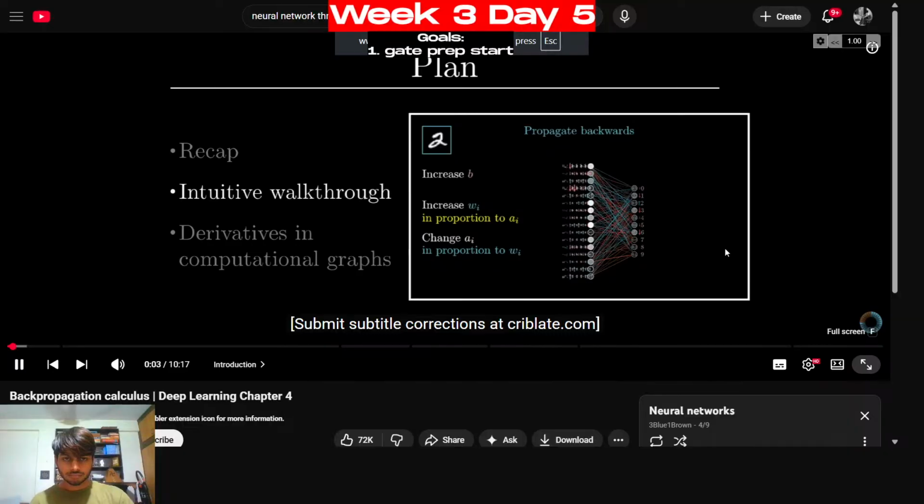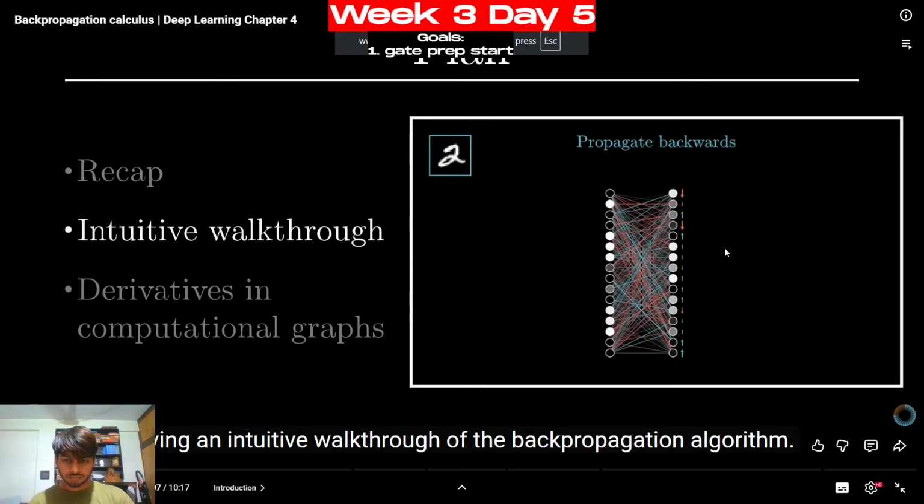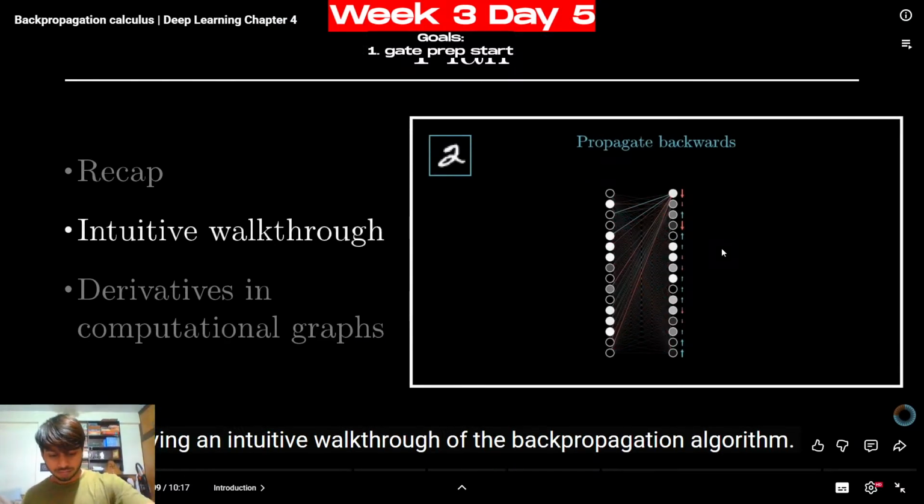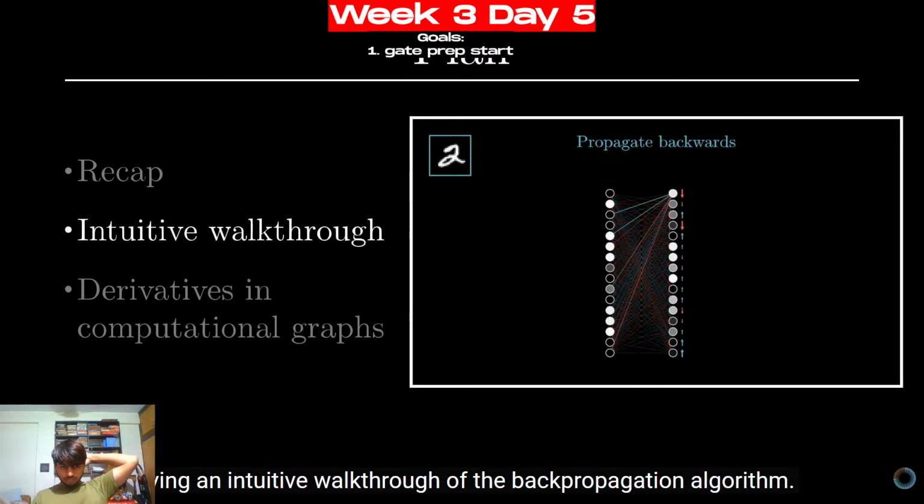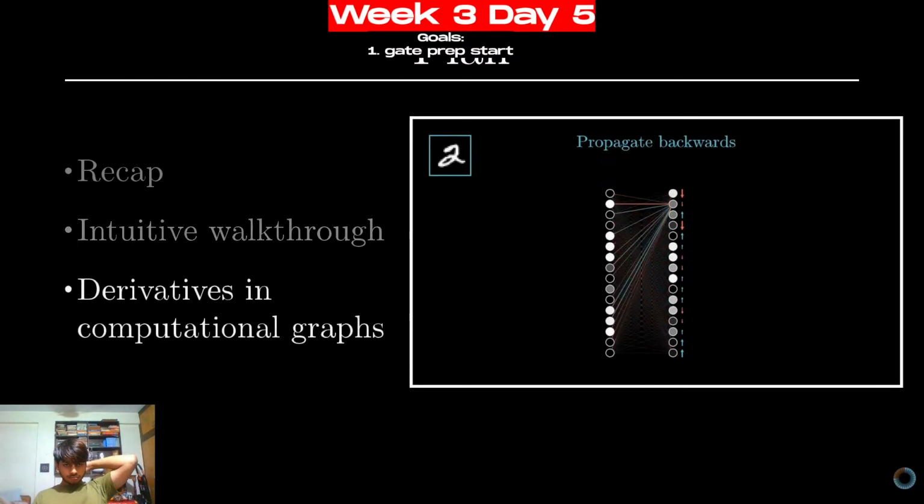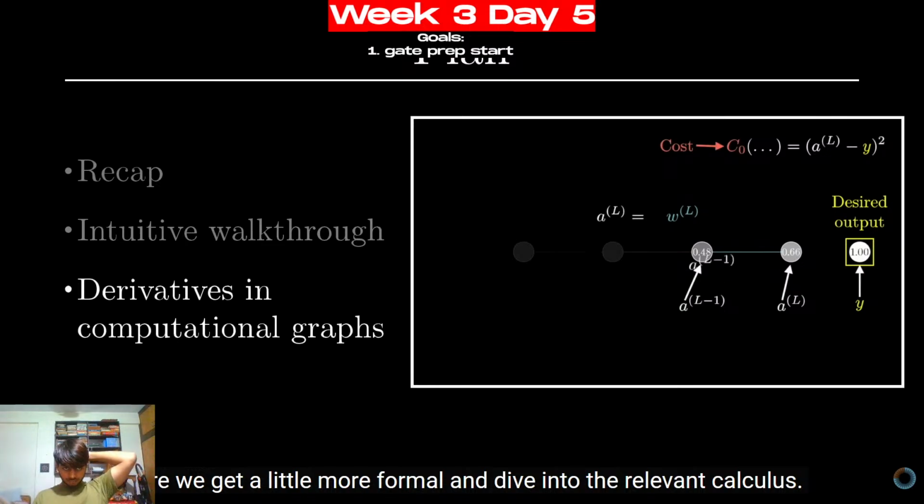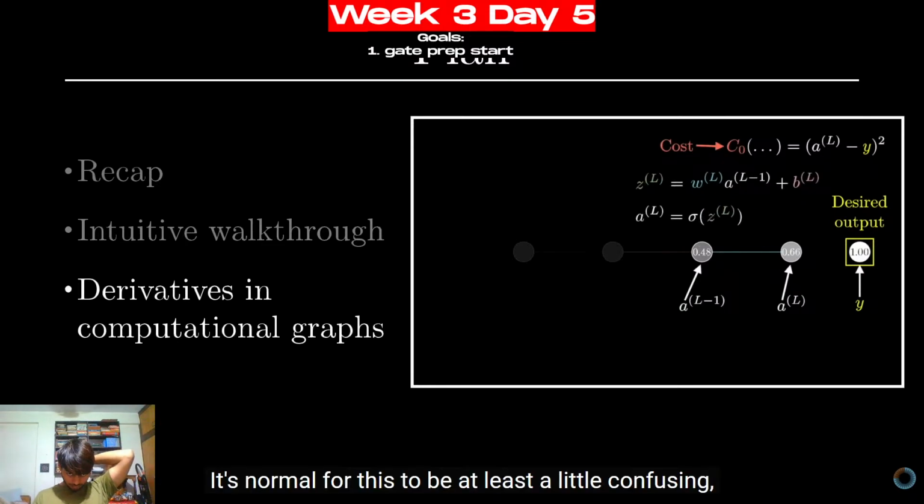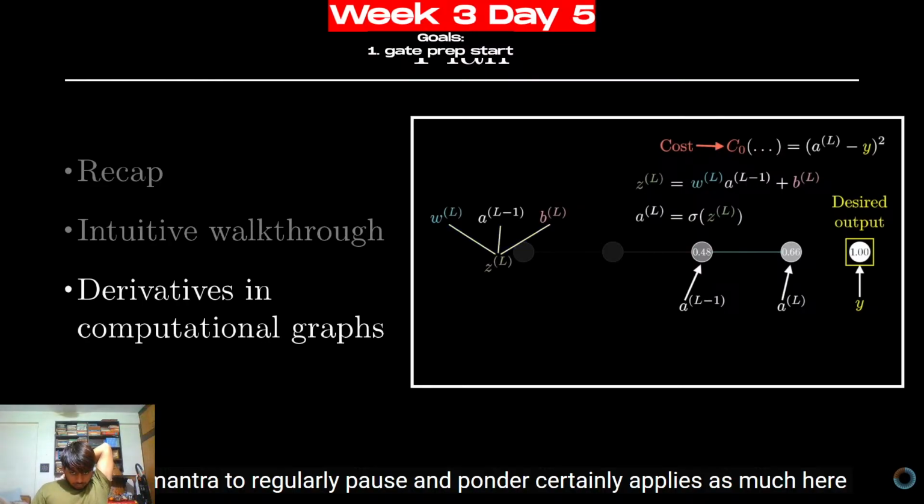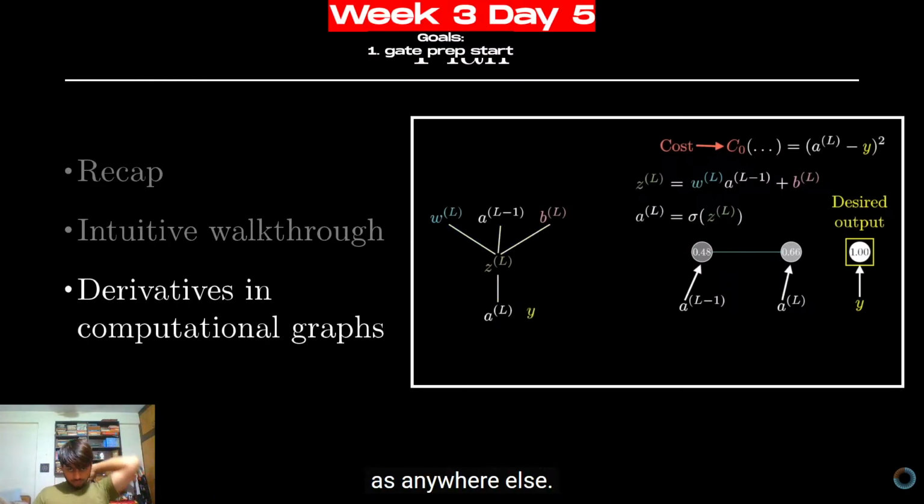The hard assumption here is that you've watched part 3, giving an intuitive walkthrough of the backpropagation algorithm. Here, we get a little bit more formal and dive into the relevant calculus. It's normal for this to be at least a little confusing, so the mantra to regularly pause and ponder certainly applies as much here as anywhere else.